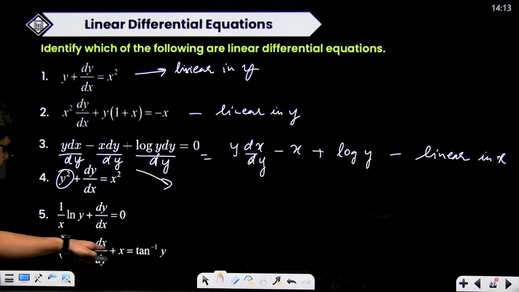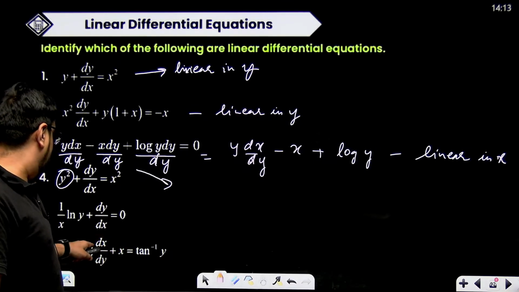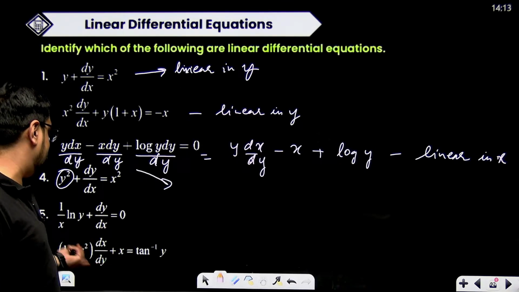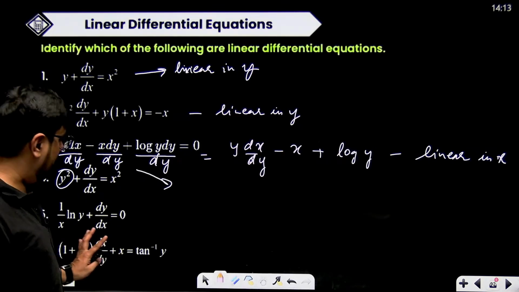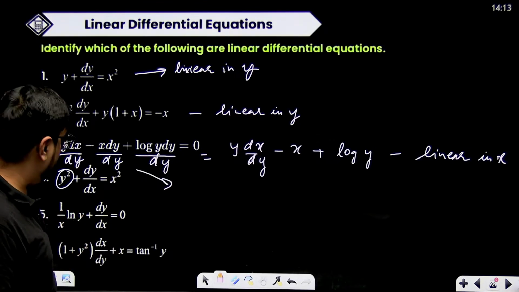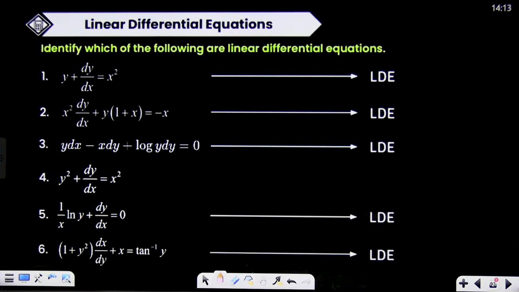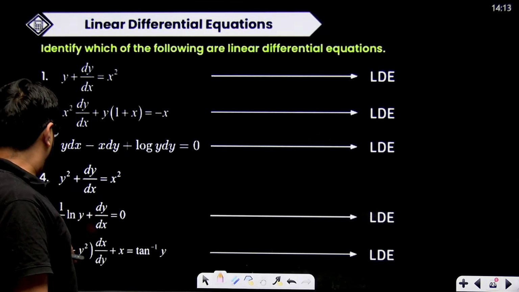This one is definitely linear. Why? Because dx by dy is there, x is there, so this is linear. x and dx by dy are there, both degree 1. Tan inverse y, with y I don't care, right? So this is degree 1. This is dy by dx.